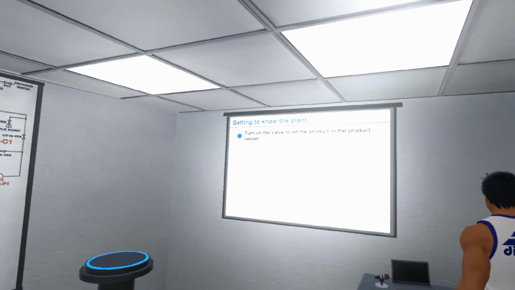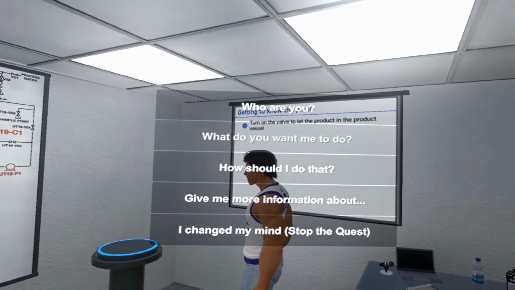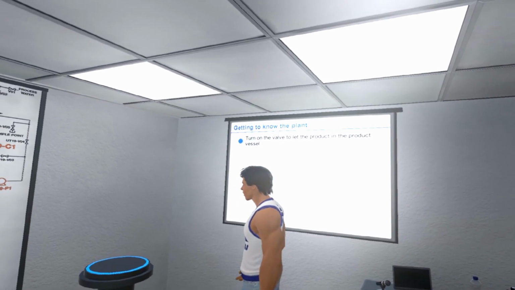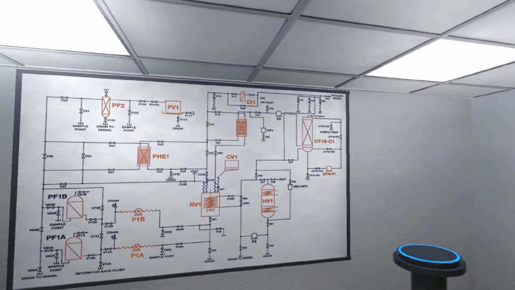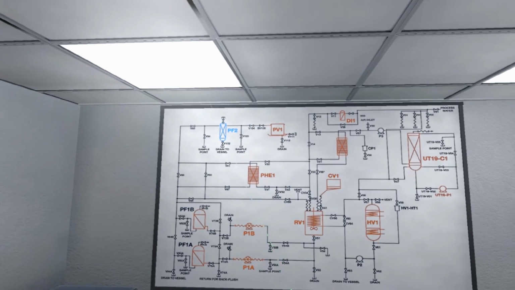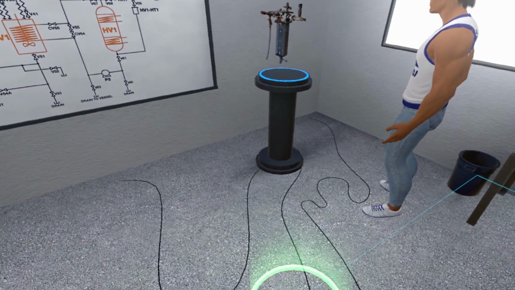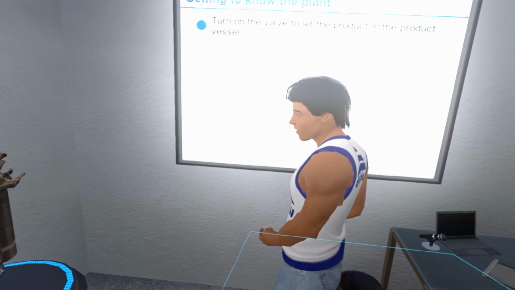Let's start with the first one. Turn on the valve to let the product into the product vessel. This is the polishing filter. As a small filter, it removes the remaining calcium carbonate generated in the reactor.